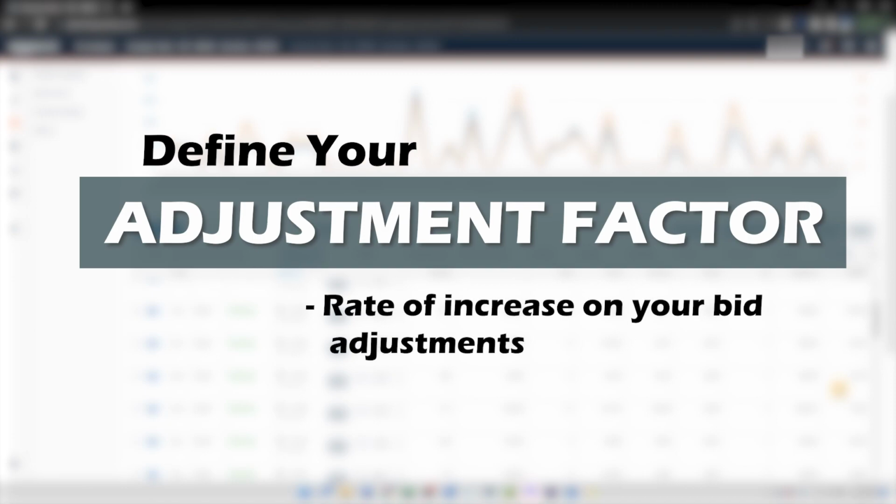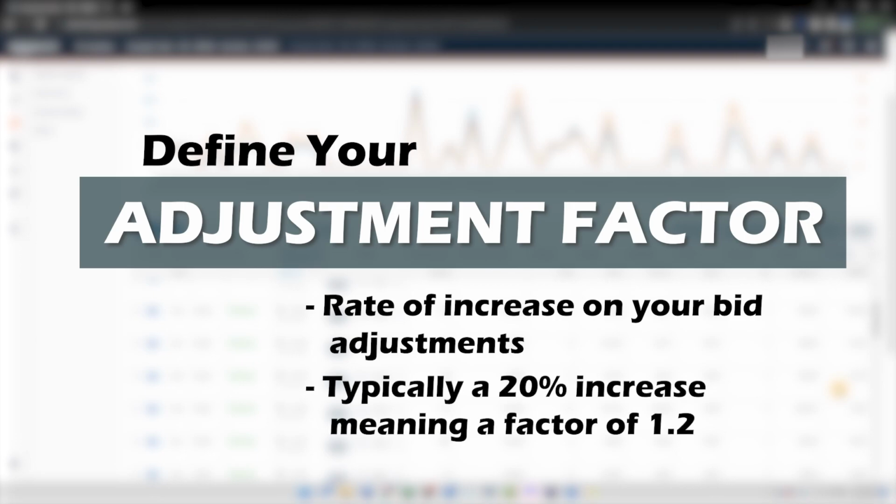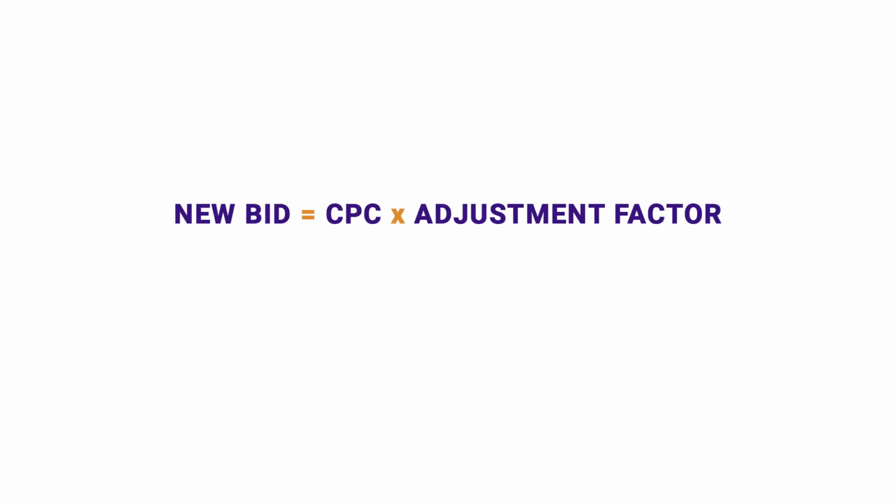It's the amount you increase your bid by when you make your adjustments. So once you've decided what your target ACOS is, you also want to decide what your adjustment factor should be. We like to use 20%, which means that we increase our bid by 1.2. The way you adjust your bid is by applying the formula: new bid is equal to average cost per click multiplied by adjustment factor. Let's do a specific example to show you how that works.